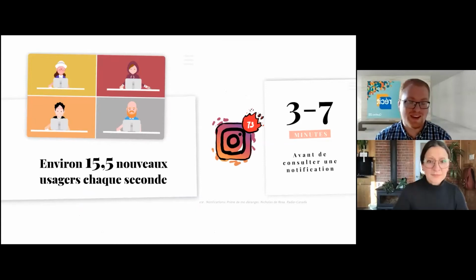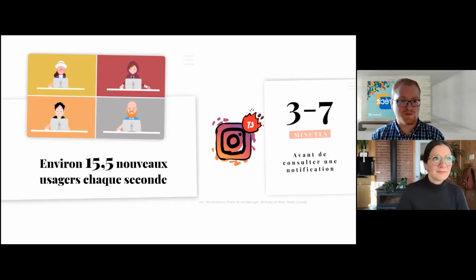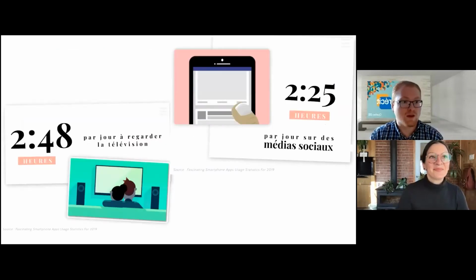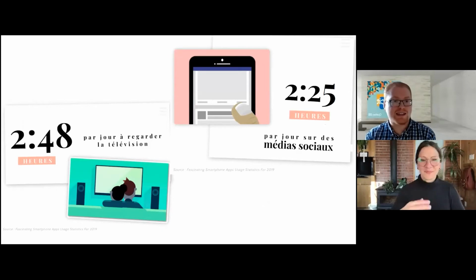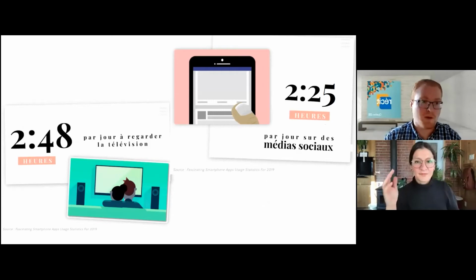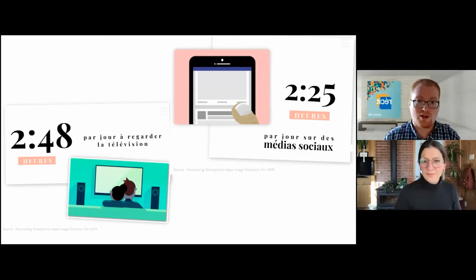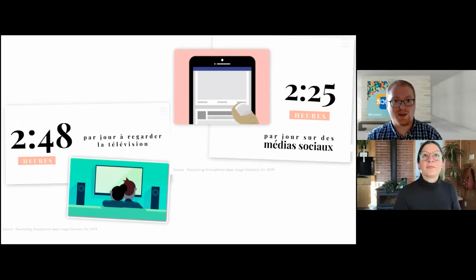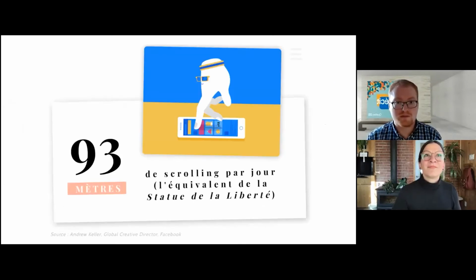We'll get back to this when we talk about attention time and attention span, but we are quite active when we answer our notifications. And if we compare things, it's interesting to see that we spend a bit more time in front of the TV than in front of social media. TV is on average 2 hours 48 minutes per day, and it's around 2 hours 25 minutes that we are in front of our social media per day.